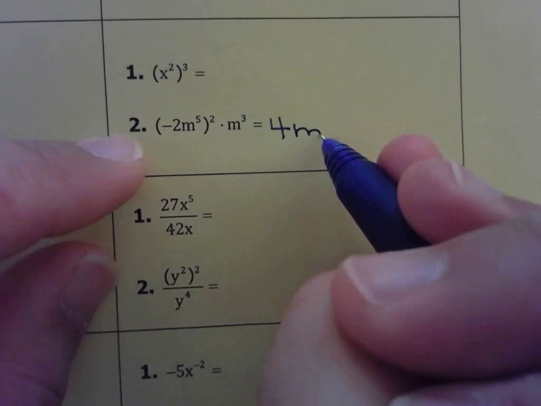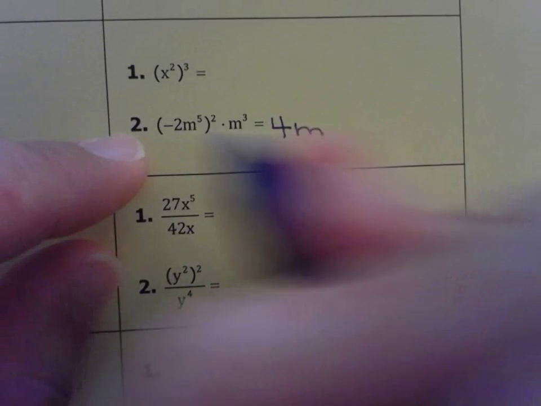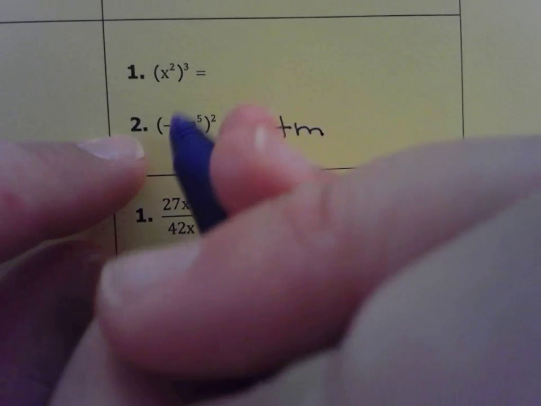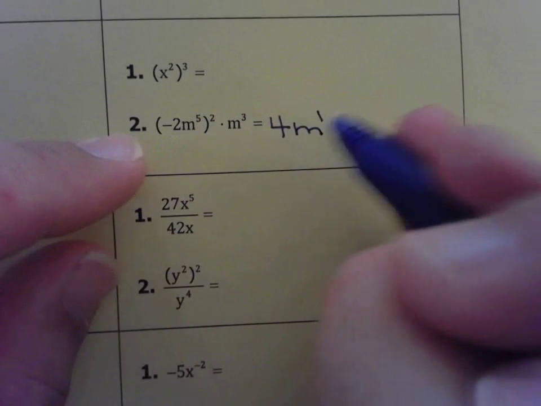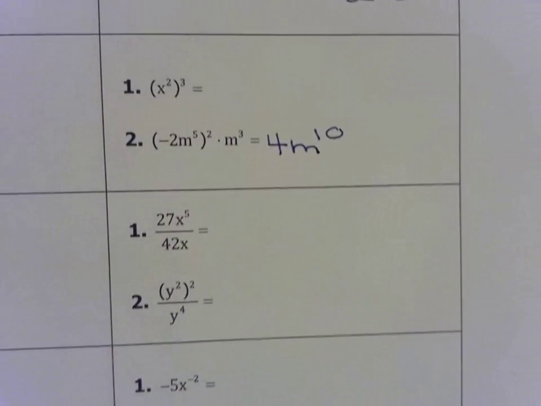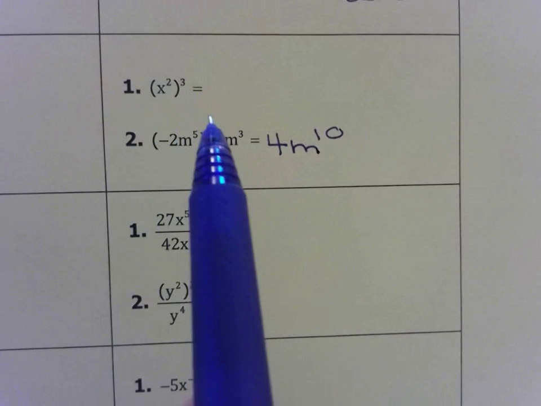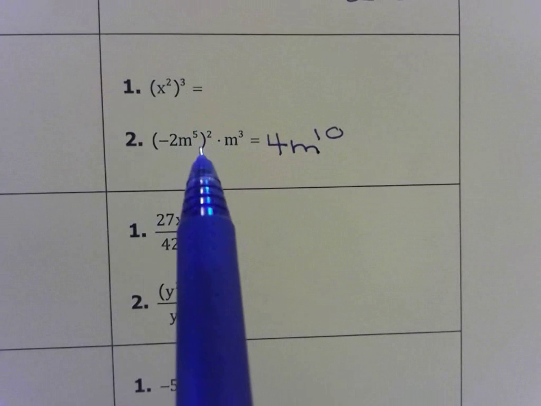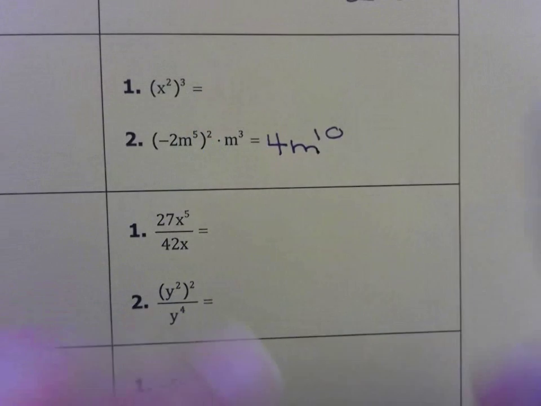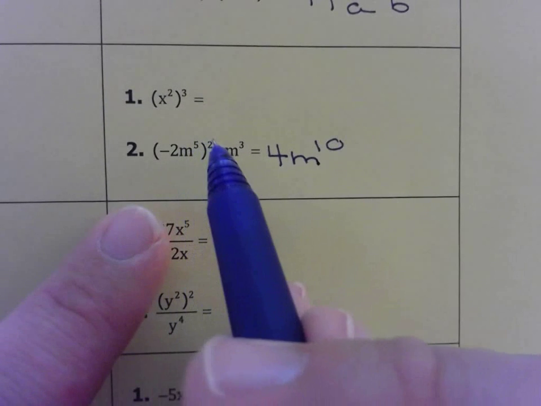M to the, I'm raising it to another power, so I do what with my exponents? Multiply. So m to the 10th. You know how to multiply, you have to recognize I'm taking that monomial and squaring the whole thing. So you multiply your exponents, because it's 5 times the 2.